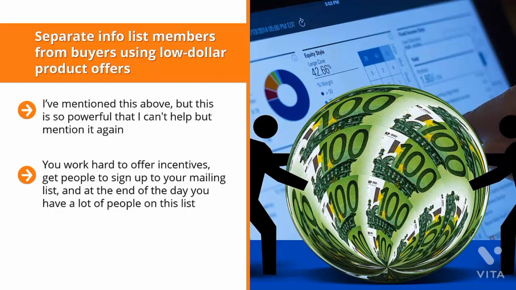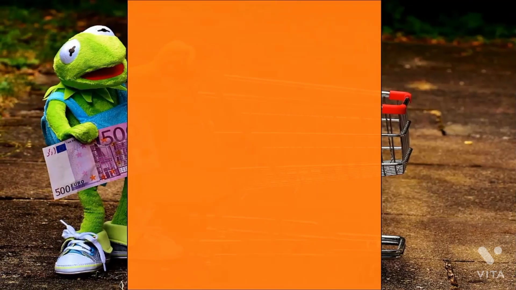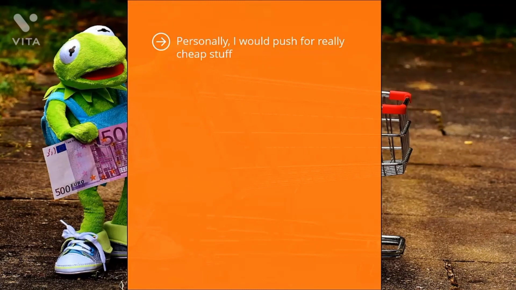However, these people are generally just looking for general information on your niche. They're also all over the place when it comes to conversionability. In this case, it's a good idea to send regularly scheduled updates with low-dollar information product offers. Personally, I would push for really cheap stuff. We're talking about a $1 booklet, a $1 template package, or whatnot.